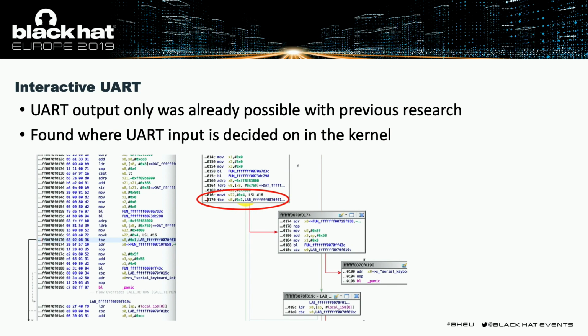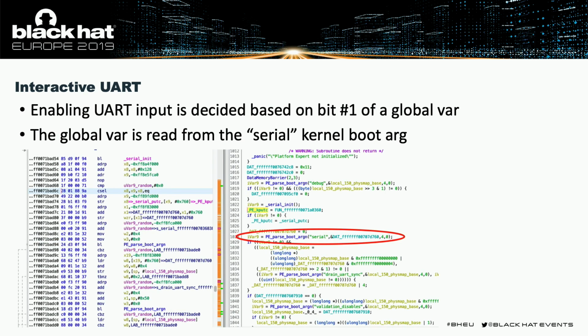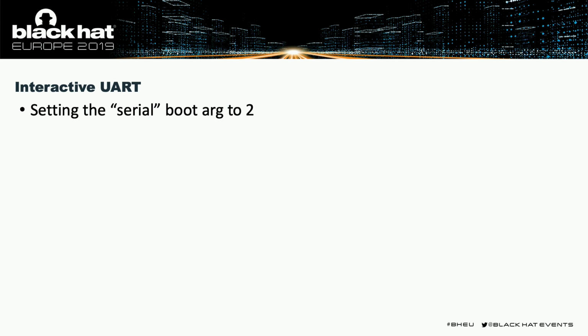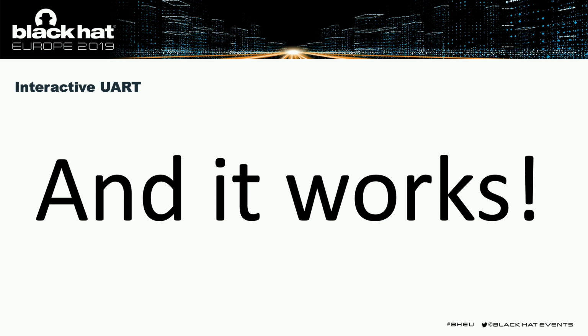So reverse engineering the kernel revealed that actually this is the location where serial input is decided upon. This is where, if this branch is taken, then serial input is enabled. So we see that if the W8 register bit number 1 is on, then serial input is enabled. And further reverse engineering the kernel revealed that the value of W8 in that location comes from the kernel boot argument, the kernel serial boot argument. So all we had to do was set the serial boot argument to 2, which means bit number 1 is on, and then we have serial input, and we have an interactive bash shell.